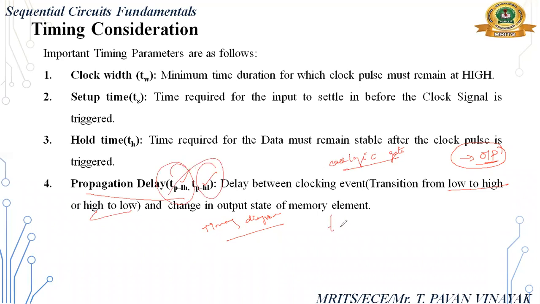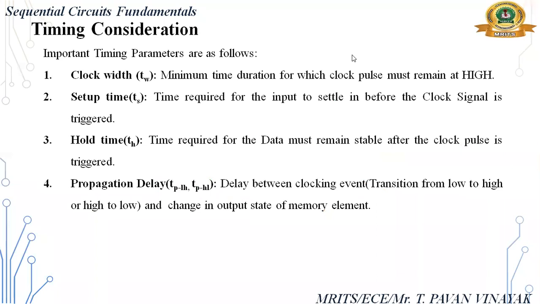So the total delay of a flip flop or memory element is TPLH plus TPHL, because we mostly use clock pulse. This is 0 to 1, this is 1 to 0. High to low, low to high. So that is the total propagation delay. Whenever we get output, the time taken to get the output is called propagation delay.